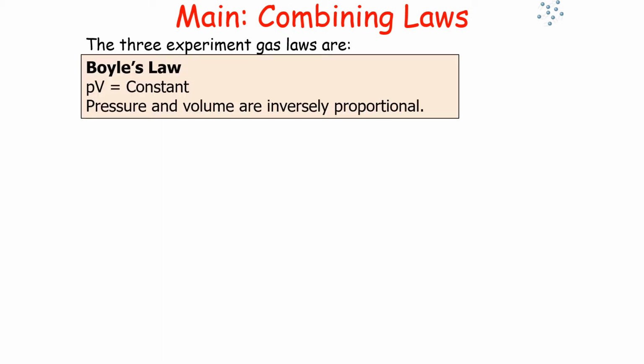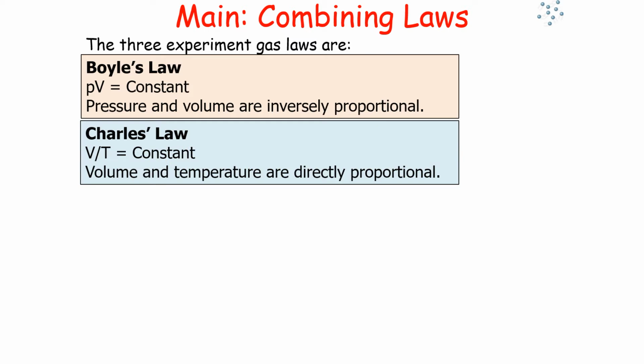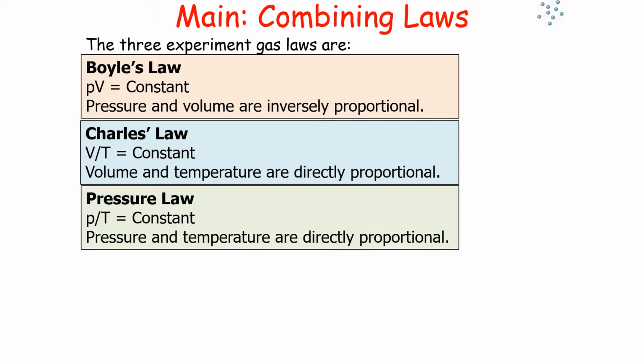Boyle's law, which is where pressure times volume is equal to a constant, i.e. pressure and volume for a gas are inversely proportional. The second law is Charles's law, which is volume over temperature is equal to a constant. In this case, volume and temperature are directly proportional. And finally you've got the pressure law, which is pressure over temperature is equal to a constant, i.e. that the pressure and temperature for a gas are directly proportional.